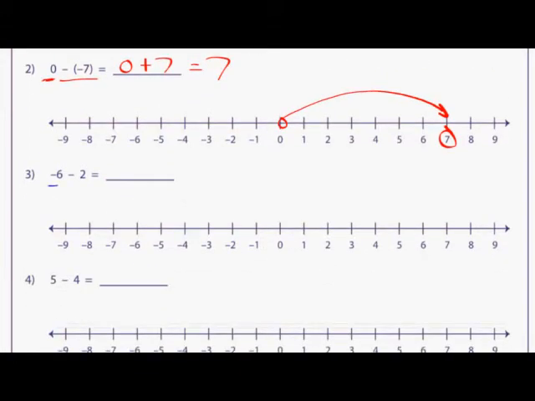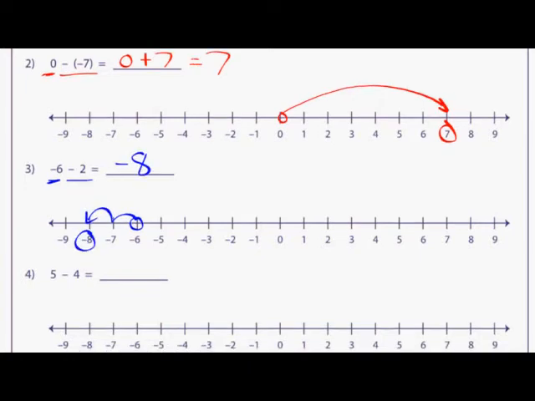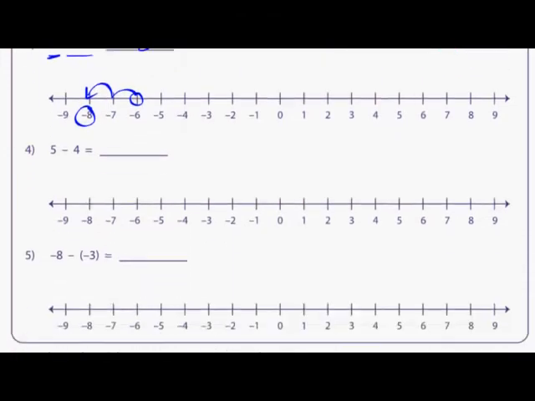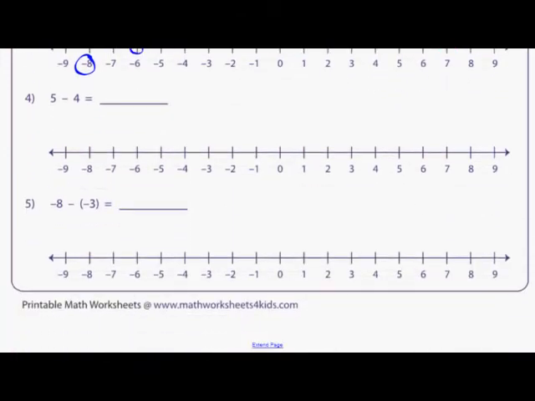Number 3, we are starting at negative 6. And since we are subtracting 2, we're making it a bigger negative. We're now at negative 8. Last 2. Positive 5 minus 4, that's simple subtraction. You're at 5. You subtract 4, you are now at 1.